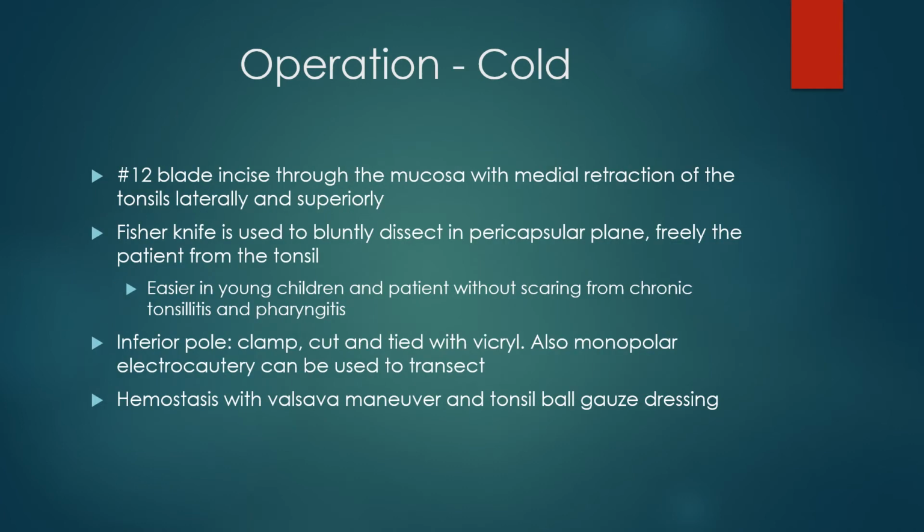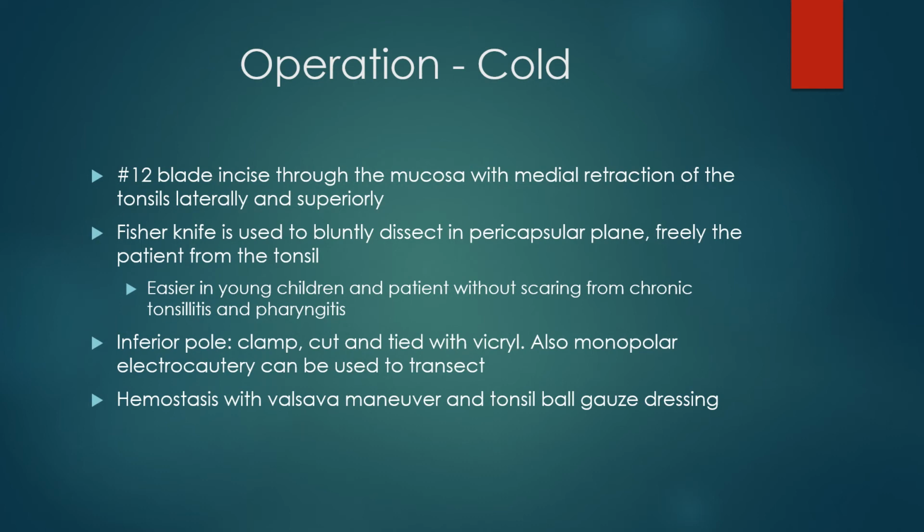The next tonsillectomy technique we'll be presenting will be the cold technique. Here, a 12 blade will be used inside through the mucosa with medial retraction of the tonsils, and the incision is made in a lateral and superior direction. A Fisher knife, which is a non-cutting instrument, is used to bluntly dissect in the pericapsular plane, freeing the patient from the tonsil. Typically, this dissection is a lot easier in children, also in patients who have not had chronic tonsillitis and pharyngitis because of lack of scar tissue.